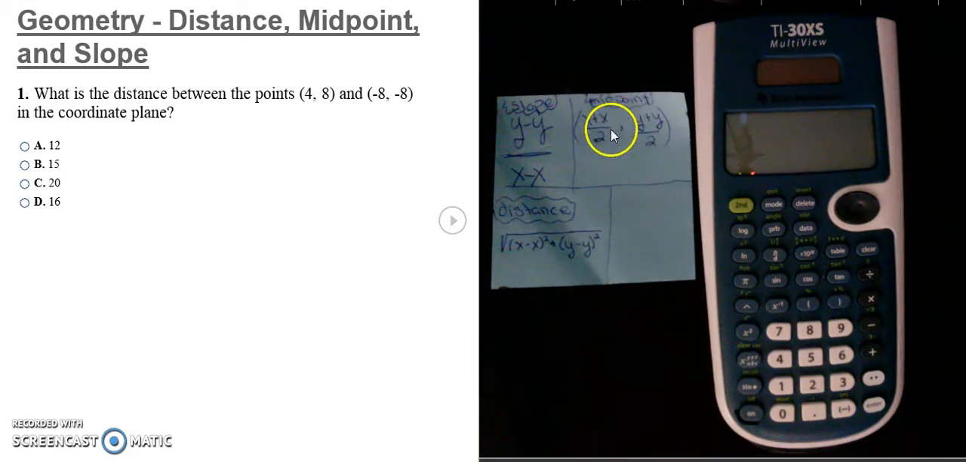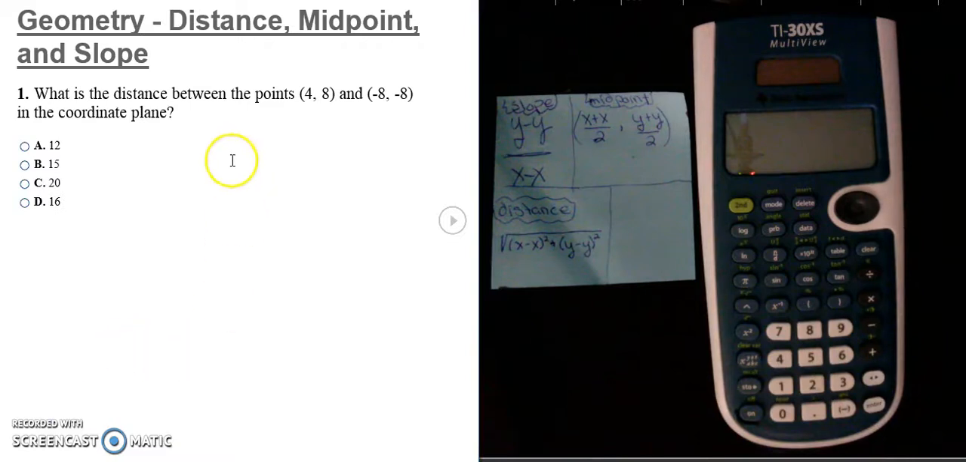And then the midpoint formula, which is add the x's and divide by 2 for your x coordinate, and add the y's and divide by 2 for your y coordinate. So you get two answers for your midpoint. If you need more of a review than that, please check out my geometry playlist and look at the lesson entitled Distance, Midpoint, and Slope so that you can get some more examples and practice problems.